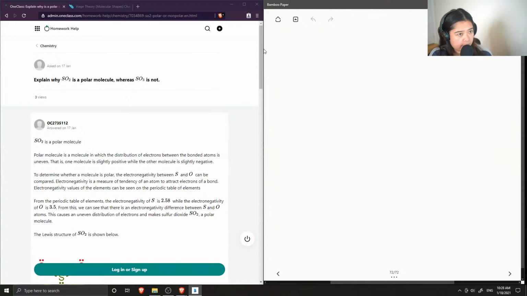Okay, so question 4 is a polarity question explaining why SO2 is a polar molecule, whereas SO3 is not. So let's try to draw out the Lewis structures of both SO2 and SO3. Go down a bit.